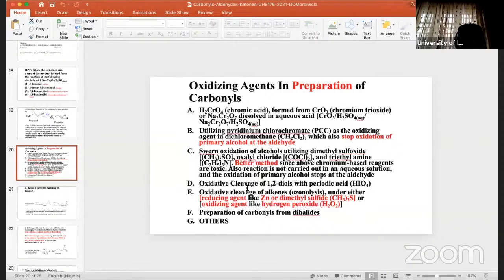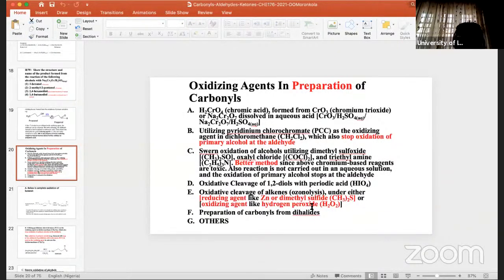Then D is preparing our aldehyde through cleavage of a 1,2-diol, utilizing periodic acid. We will see details and examples utilizing that reagent, HIO4, our periodic acid. The E1 is oxidative cleavage. When we say cleavage, it is actually cutting of alkenes, and that is ozonolysis, which I know you are used to. We also touched a little bit of it when we were treating nomenclature. Well, I know we've treated ozonolysis, which can be used in characterizing our alkenes.